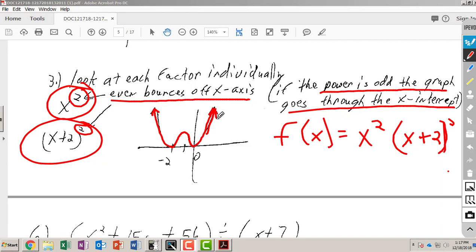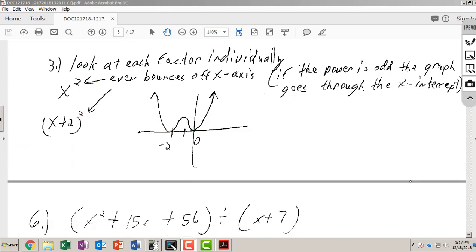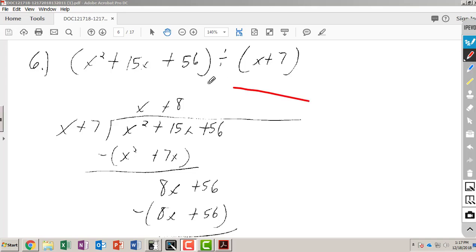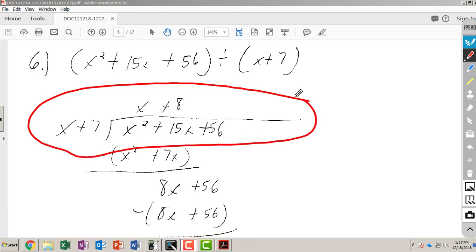Okay, on number 6, it says that it wants me to use long division to solve this problem. My problem is x squared plus 15x plus 56, all divided by x plus 7. So I set up my division algorithm. You write the x plus 7 out front, and underneath your division sign, you put your x squared plus 15x plus 56.